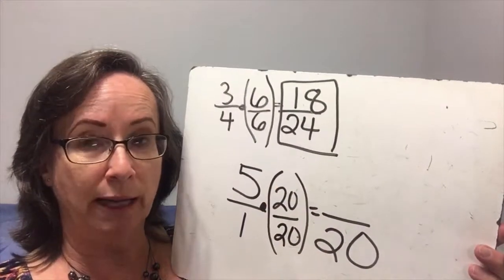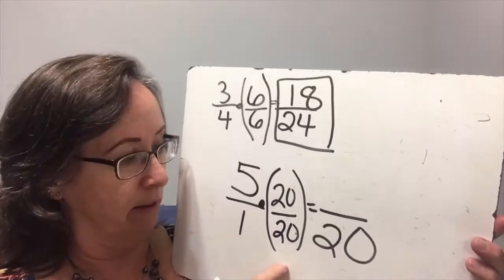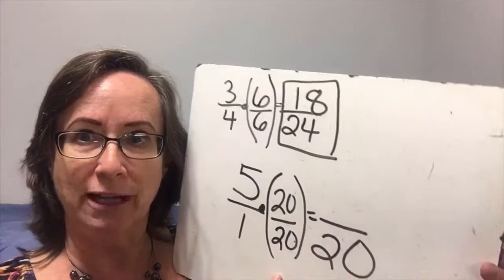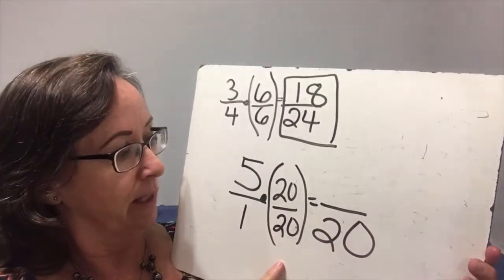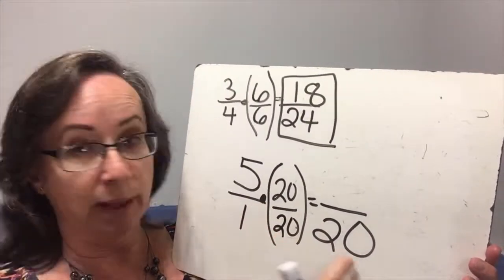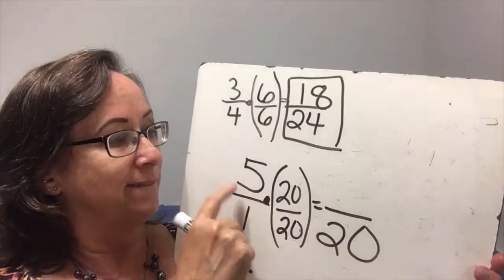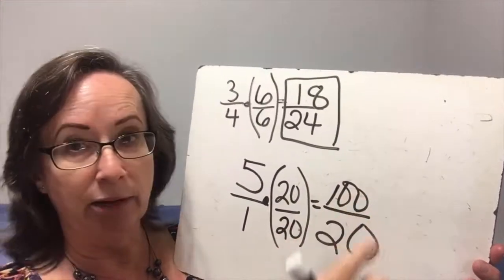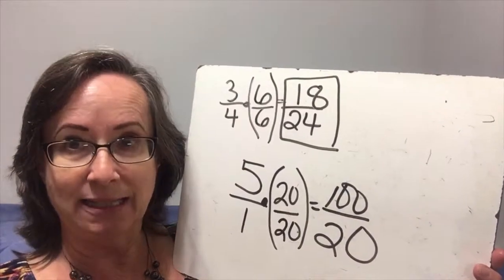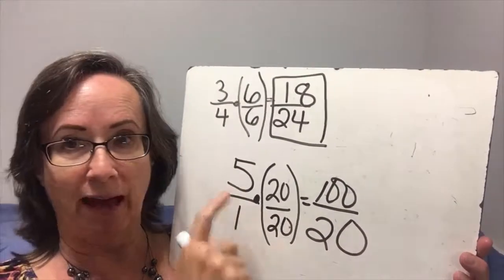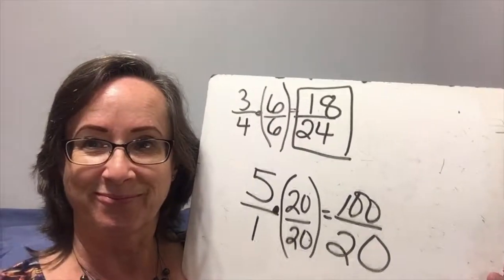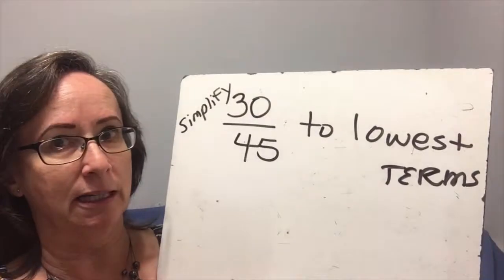Always multiplying or dividing by 1. Because when I multiply by 1 or divide by 1, I do not change the value of the number. So now I've got 1 times 20 is 20, so that works. 5 times 20 is 100. So 100 over 20 is the same value as 5, but now I have the desired denominator. I did just a little adjustment.